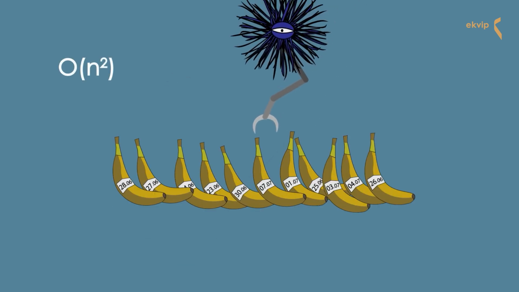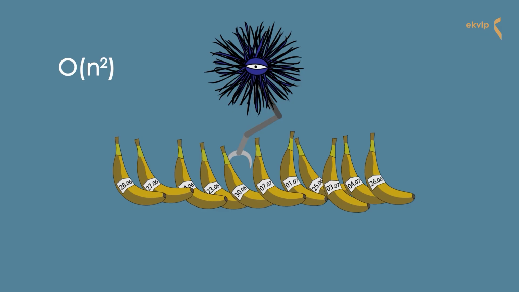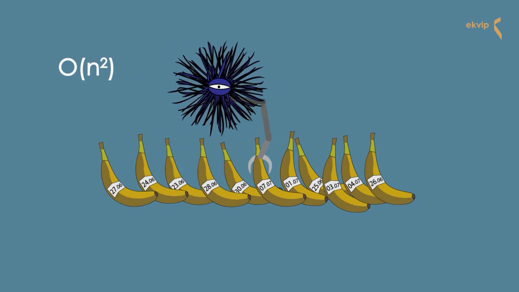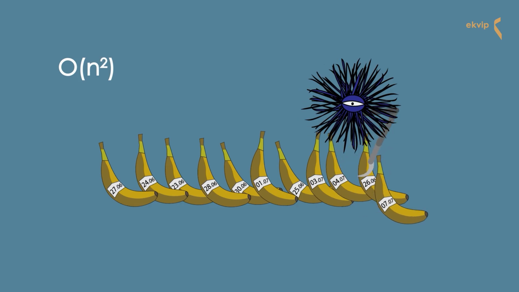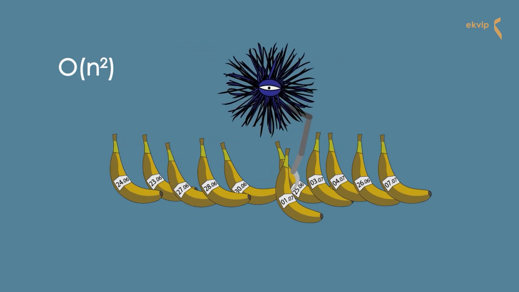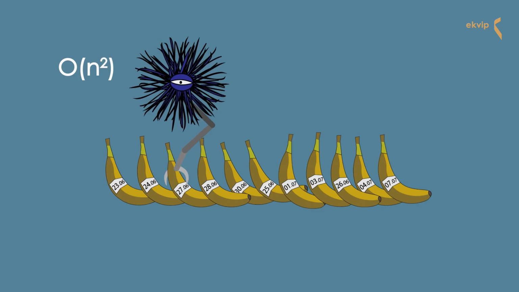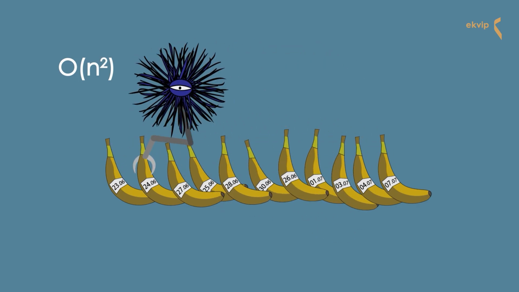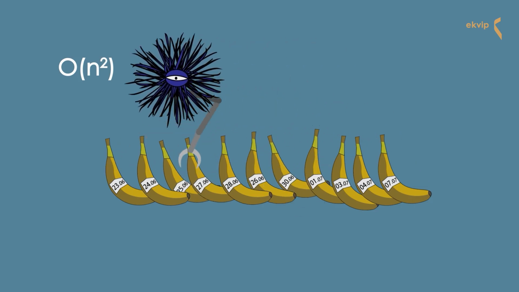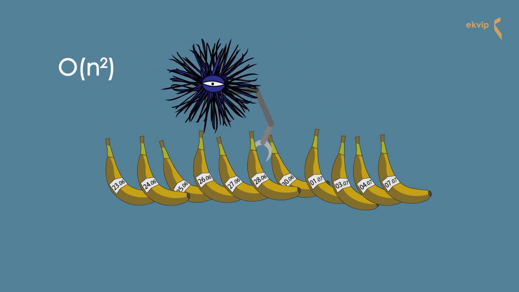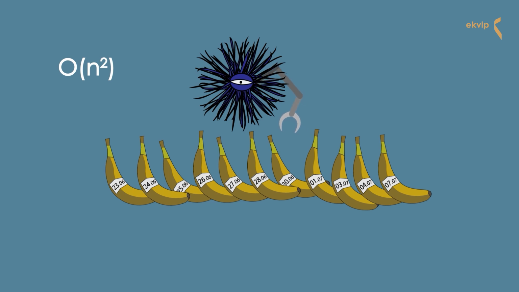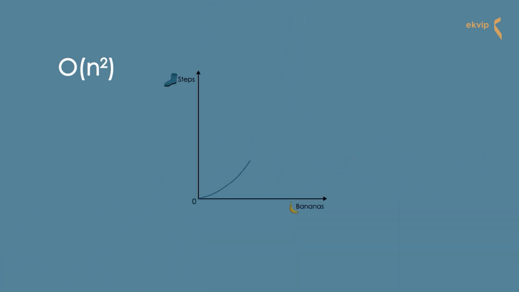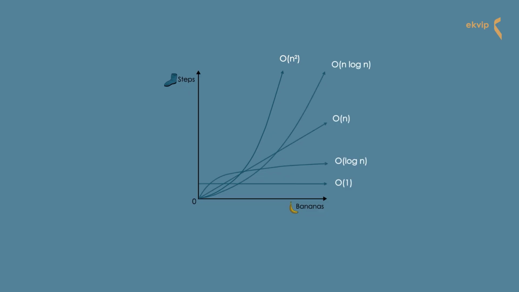O of n to the power of 2, the slowest algorithm of all. The algorithm compares every banana with every other banana. So many flips. So remember, the more bananas you have, the more steps the algorithm needs. Big O notation helps us choose the right sorting strategy, so we sort smart, not hard.